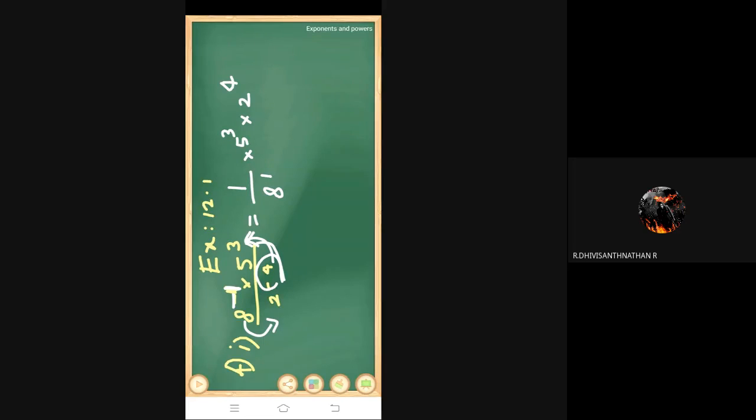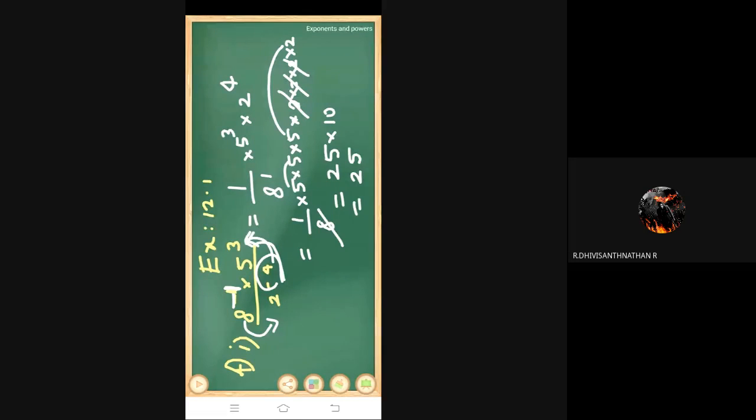Now 1 by 8 into 5 cube can be written as 5 into 5 into 5. 2 power 4 can be written as 2 into 2 into 2 into 2, 2 four times. Now cancel it. 2 into 2 into 2, 2 2s are 4, 4 2s are 8. So this 8 and this 8 let us cancel. Now 5 5s are 25, 5 2s are 10. So 25 into 10 is nothing but 250. So this is the answer. 250 will be the answer.